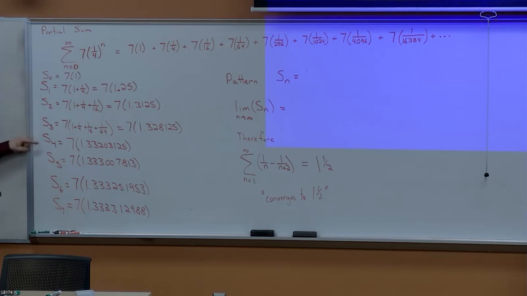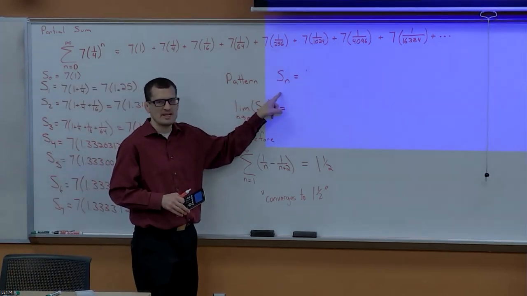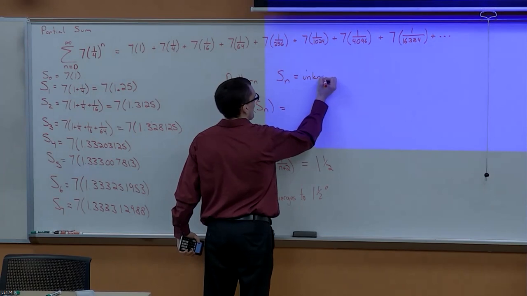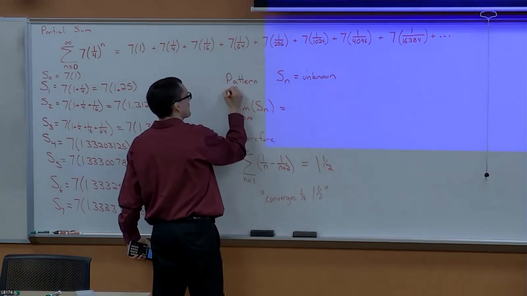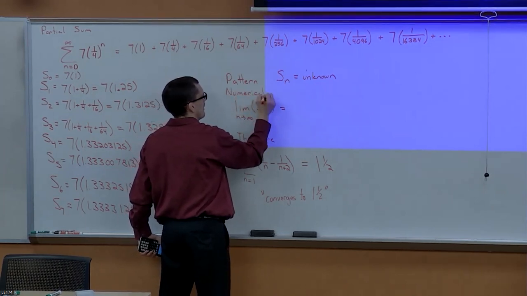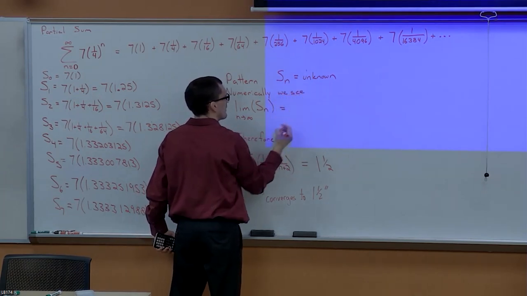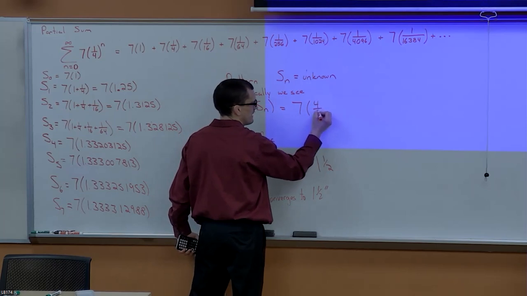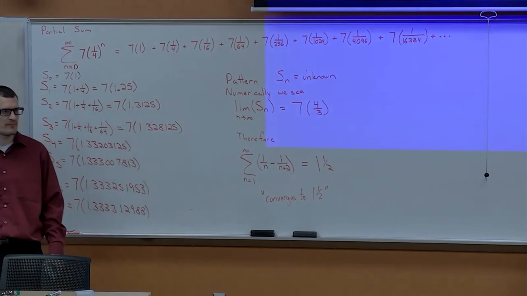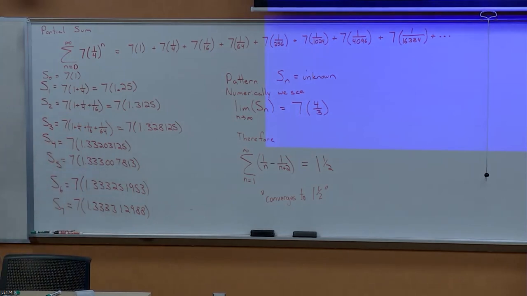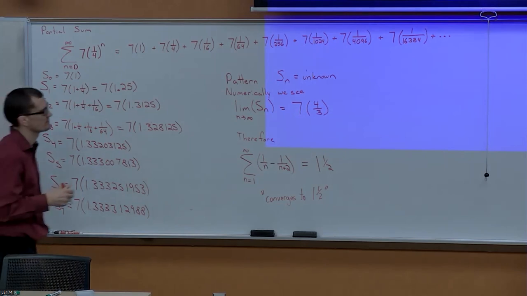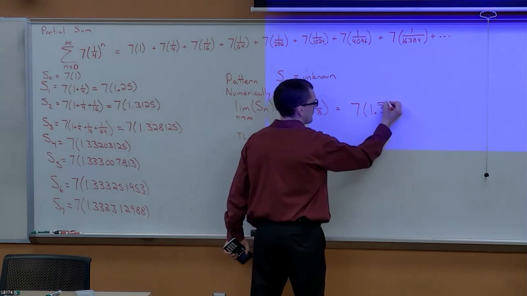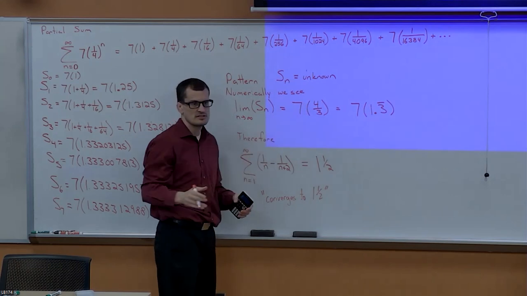So I don't know a closed form for my S sub n, right? There's no real good pattern. But numerically, we see that the limit of s sub n seems to be 7 times 1.3 repeating. Now, I'm going to write that as a fraction 4/3. Okay? Does that make sense? If you wanted to write 1.3 repeating, that's fine, but I'm going to write it as a fraction 4/3. That's the one I'm going to use.